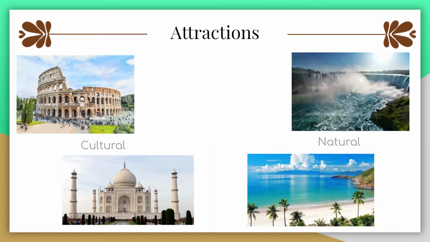There can be cultural attractions such as museums, villages, galleries, festivals, and events. But they can also be natural attractions like beaches, mountains, rivers, forests, and landscapes in general.